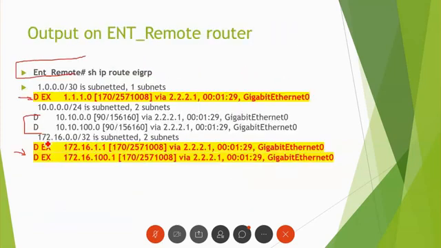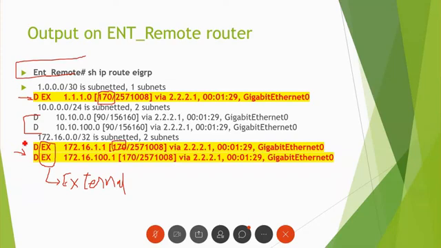But after redistribution, you can see D EX. EX represents redistributed routes or external routes, according to EIGRP, external routes. And they have been learned from other protocols. And that is why if you see, the administrative distance value is 170. It increases. The EIGRP protocol automatically increases the administrative distance for redistributed routes.